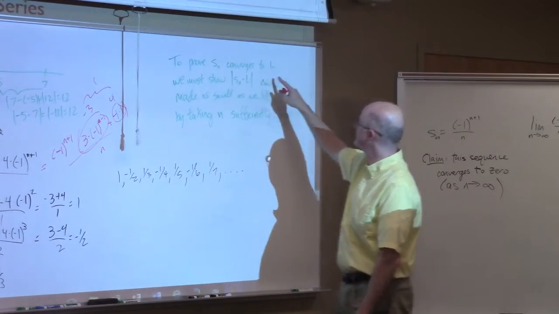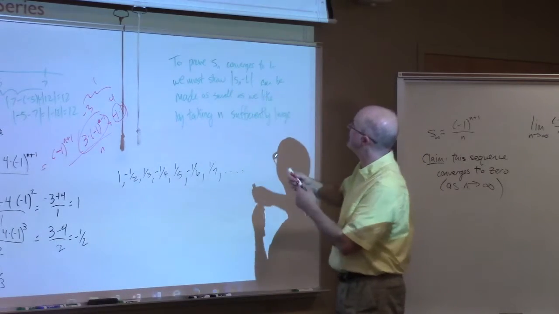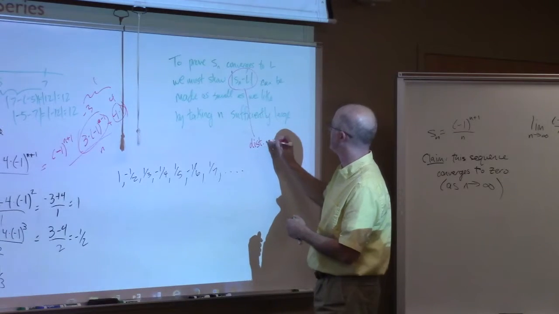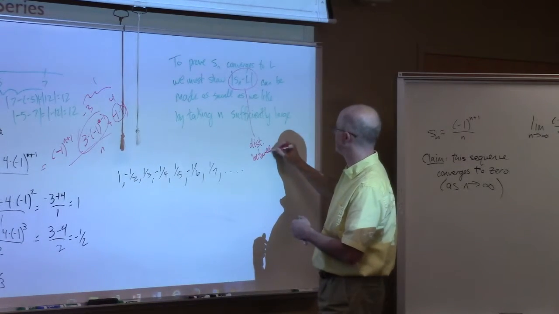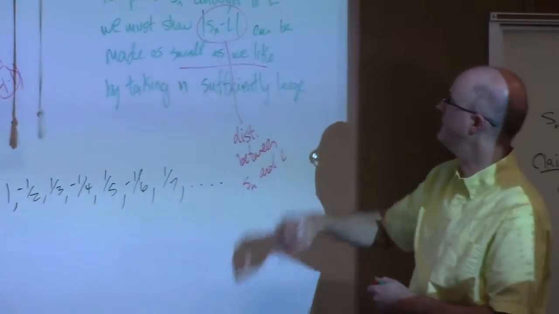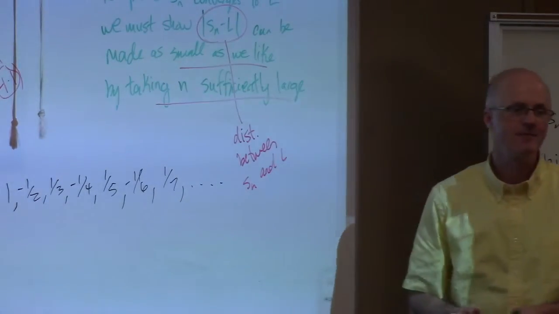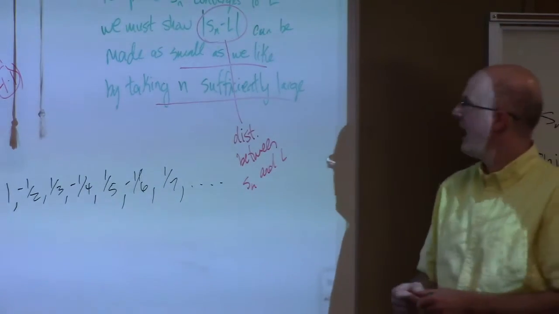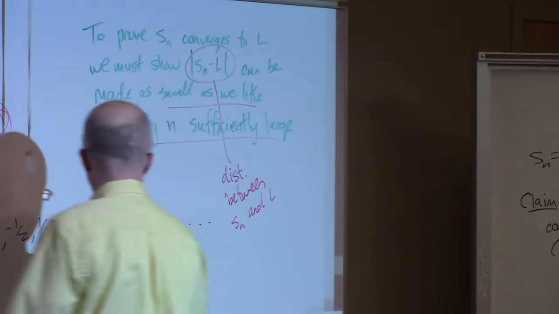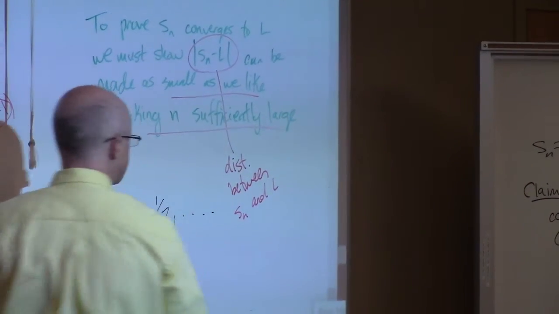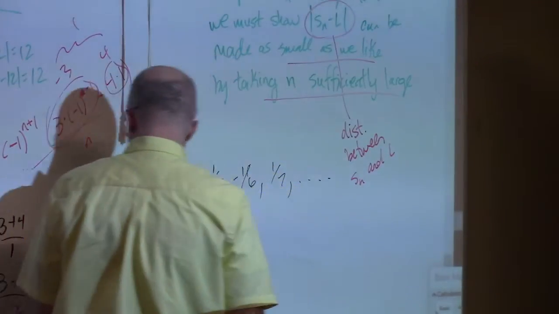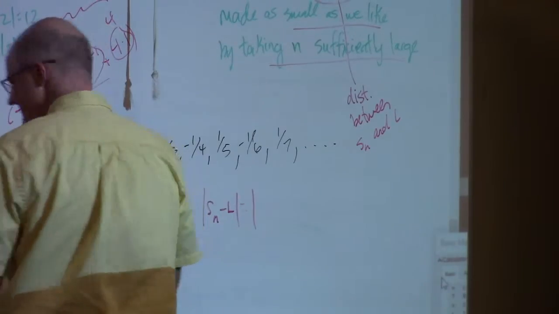Well, to prove it converges to 0, you need to show that the distance between Sn and L can be made as small as we like by taking n sufficiently large. How do you verify that? Well, you work with this expression, the distance between Sn and L, and you try to simplify it as much as possible. In this case, it simplifies pretty nicely.